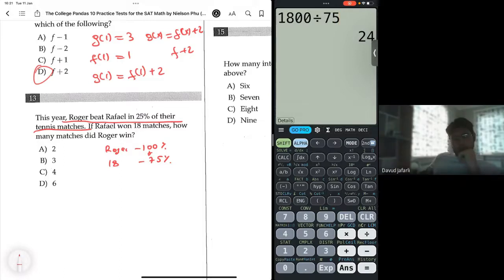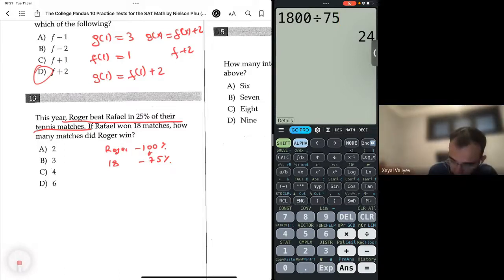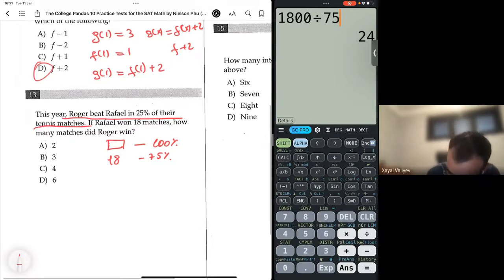Yeah. If he won, that means he basically won with 100%. And Rafael won 18 of those matches. Okay, so they played so many matches, and only 18 of those matches Rafael won, which is basically 75% of the overall matches, right?